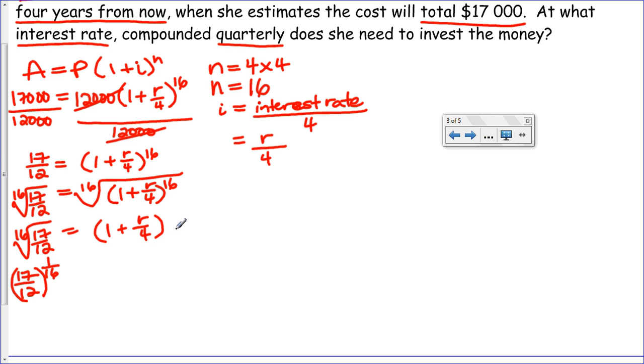So if I subtract 1 from that side, I can subtract 1 from this side, leaving me with 17 over 12 to the power of 1 over 16, minus 1, equals r over 4. I'm going to calculate this, and I'll try to keep as many decimals as possible so that it's accurate. 0.022007846 equals r over 4. Now the last step is to get rid of the 4, so I have to multiply both sides by 4.